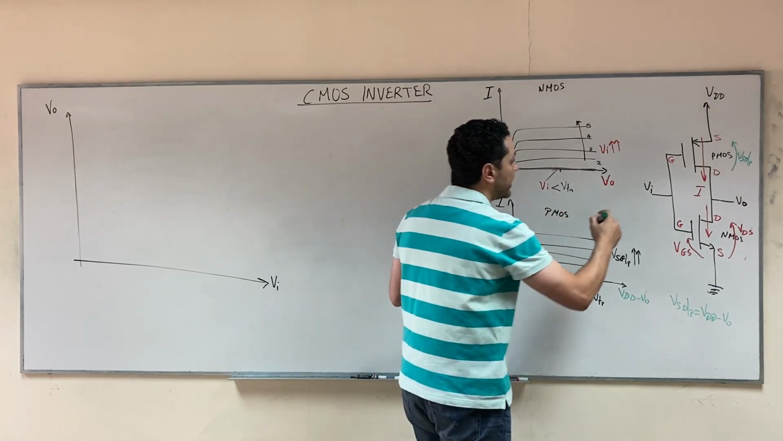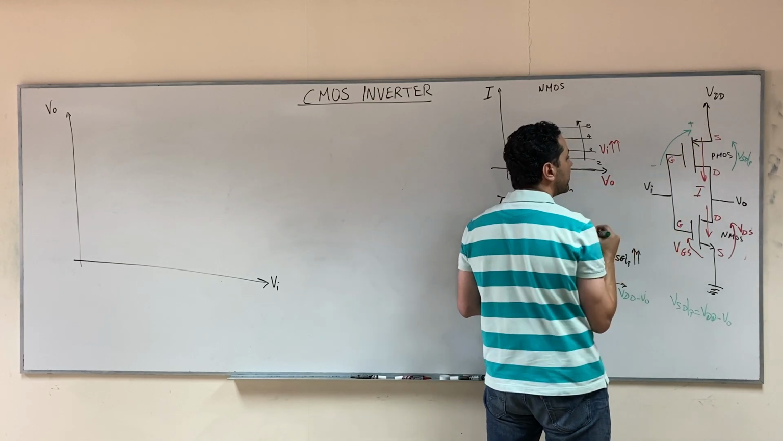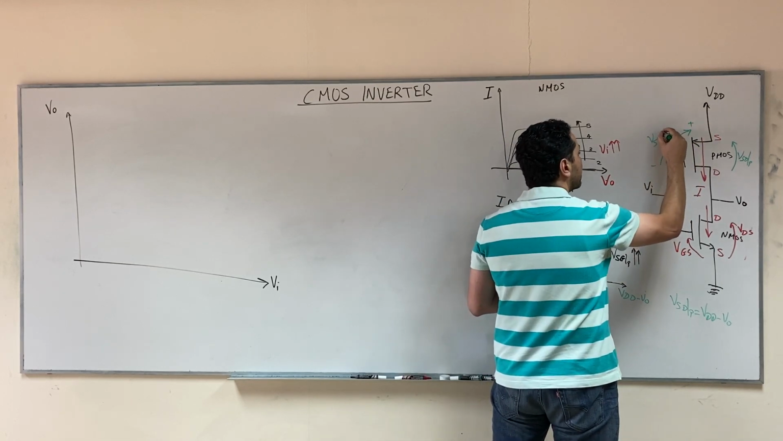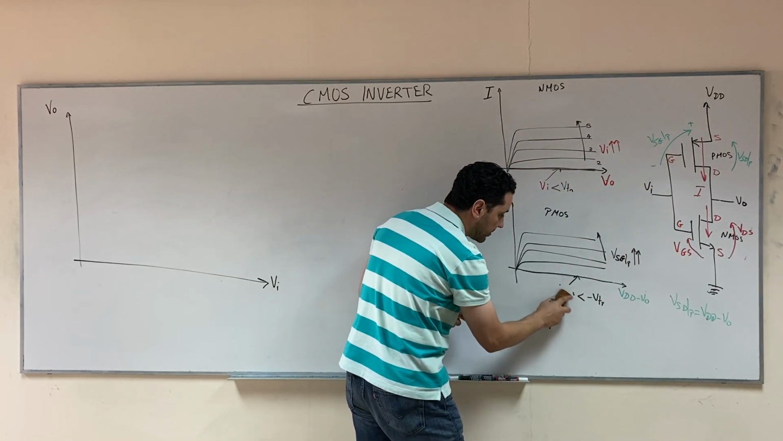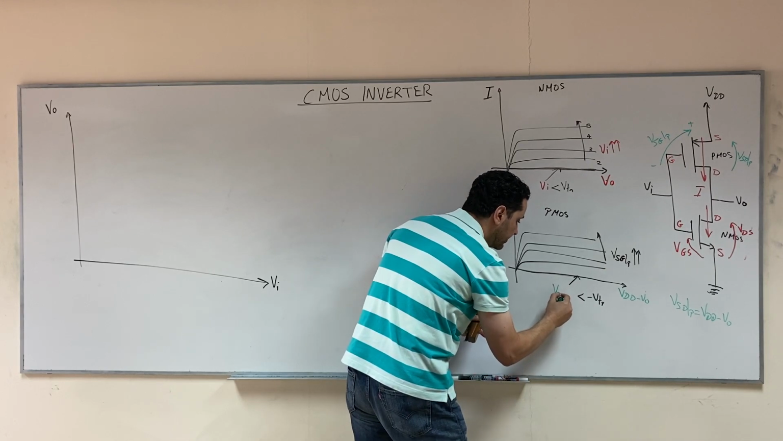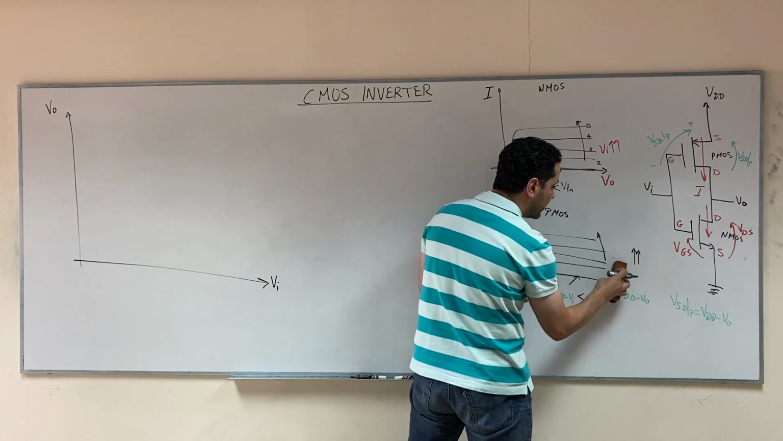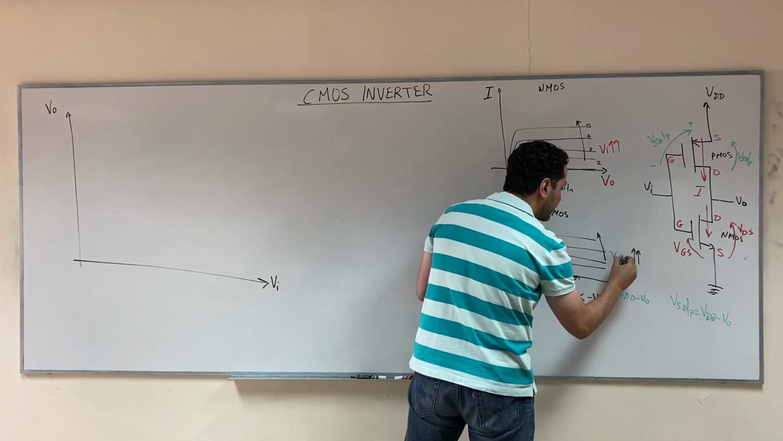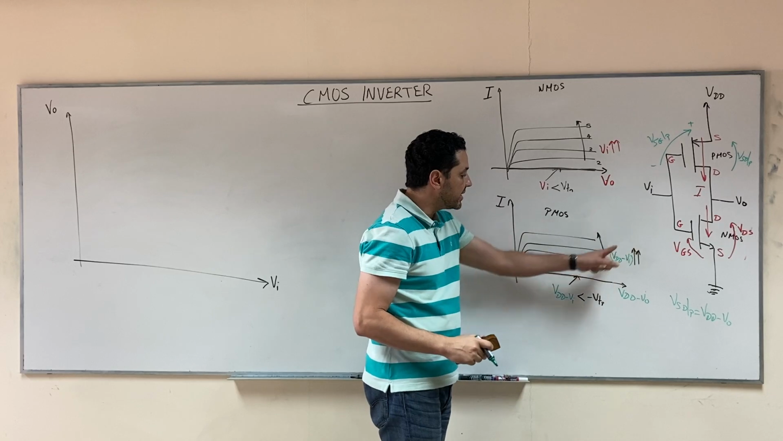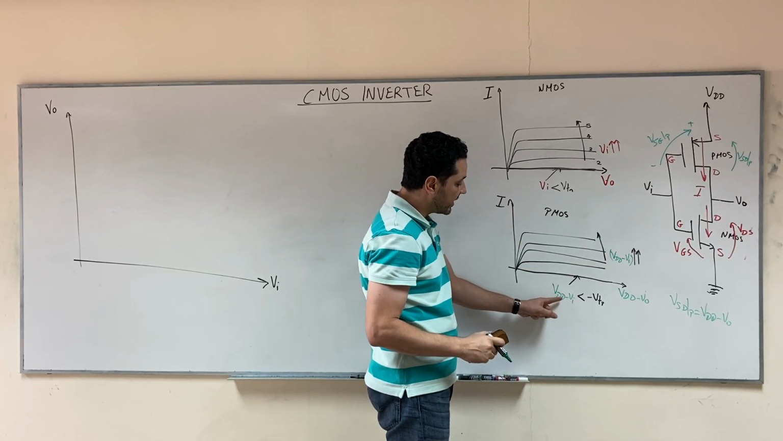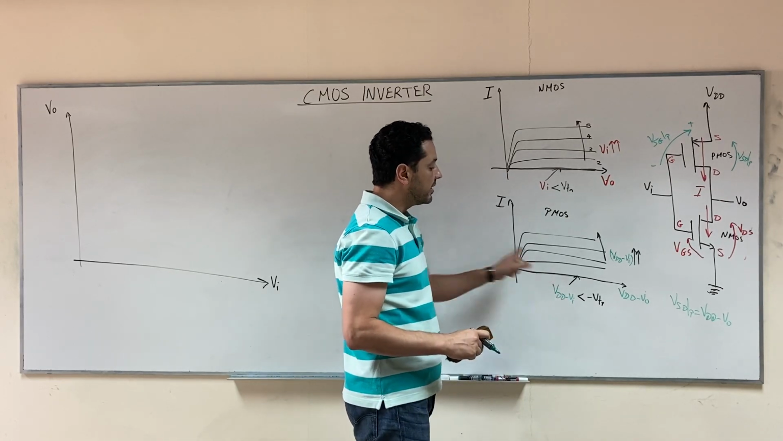And then VSG of the PMOS is the voltage here between this point and this point. It is equal to VDD minus V input. So here we replace VSG of the PMOS with VDD minus V input, and also this one. So we say that as VDD minus V input increases, we go up in the curves. Here we say that if VDD minus V input is less than negative V threshold P, then you will get a zero curve.